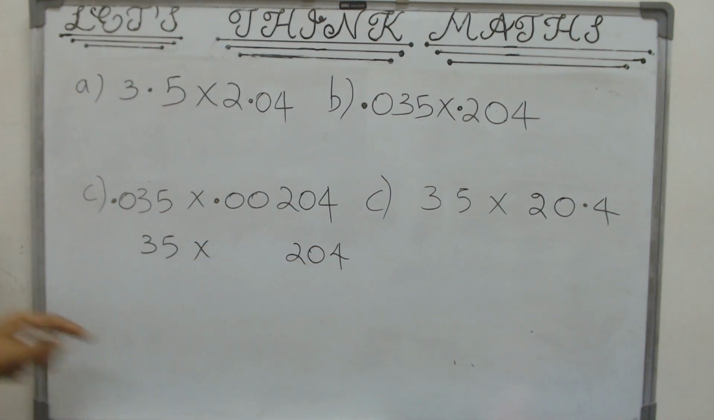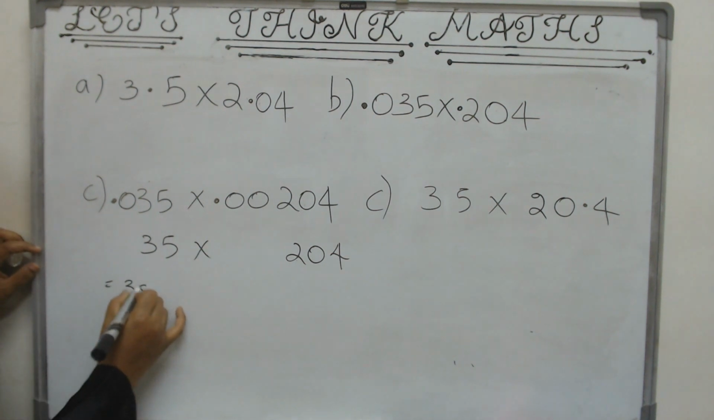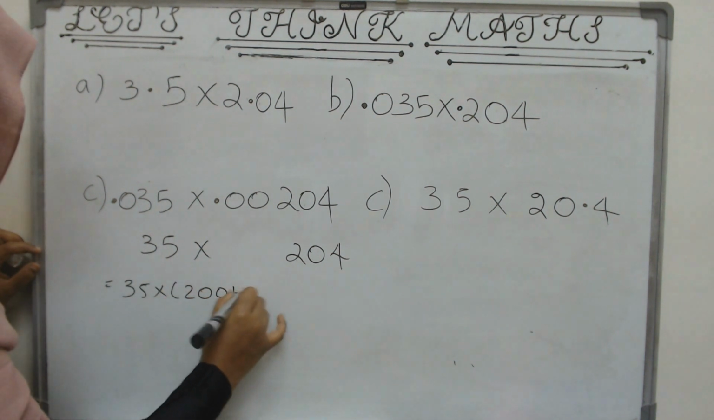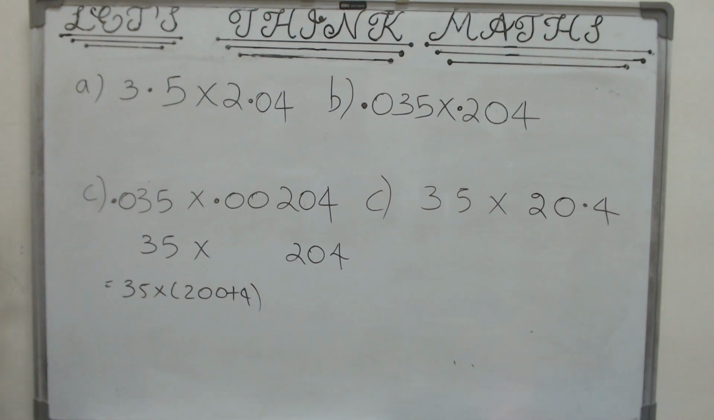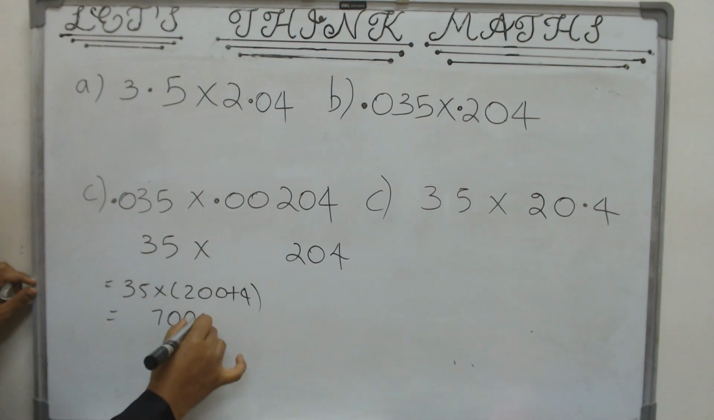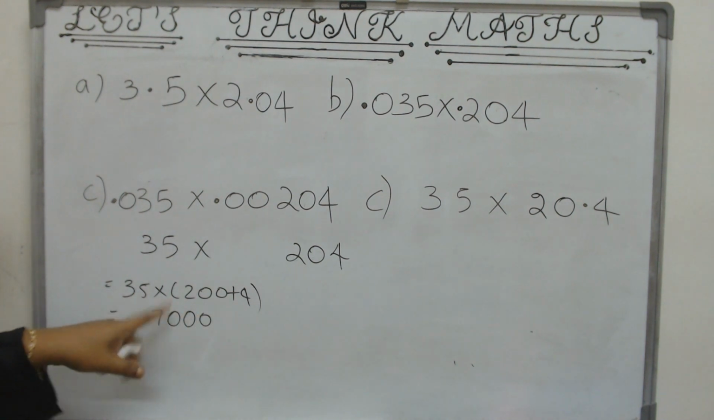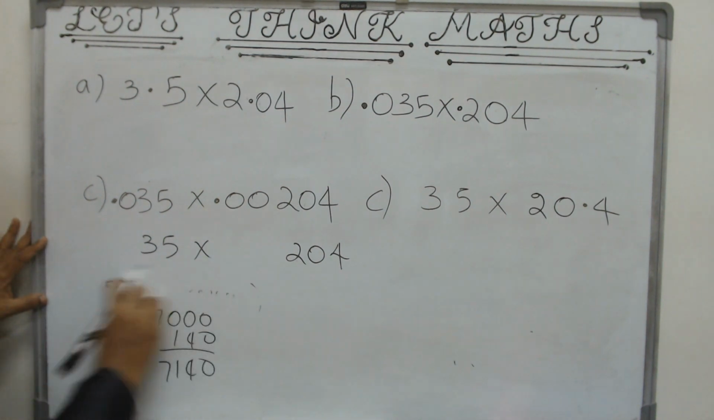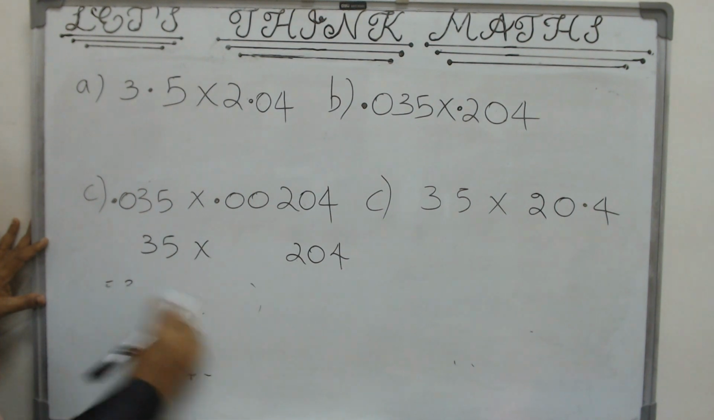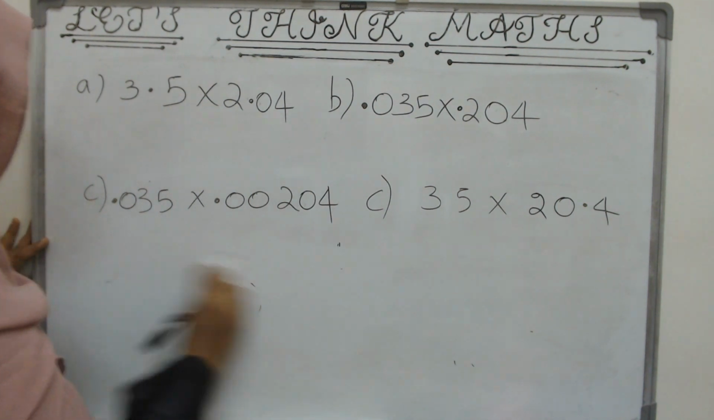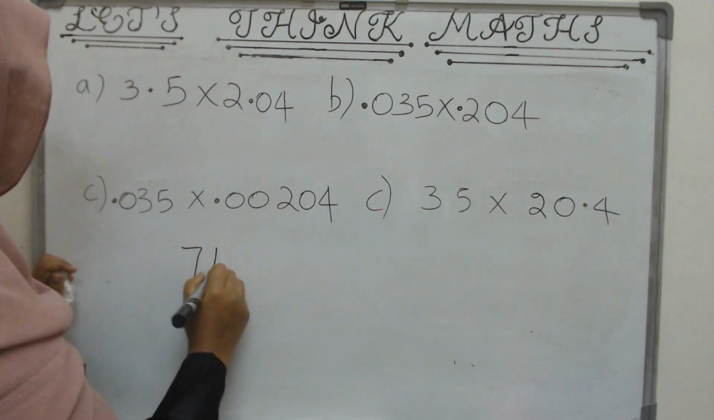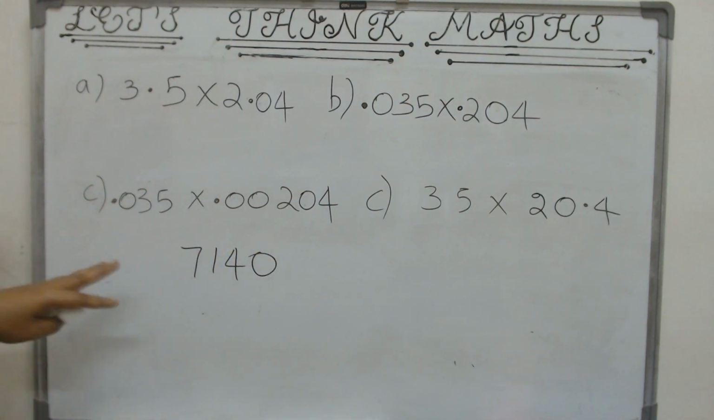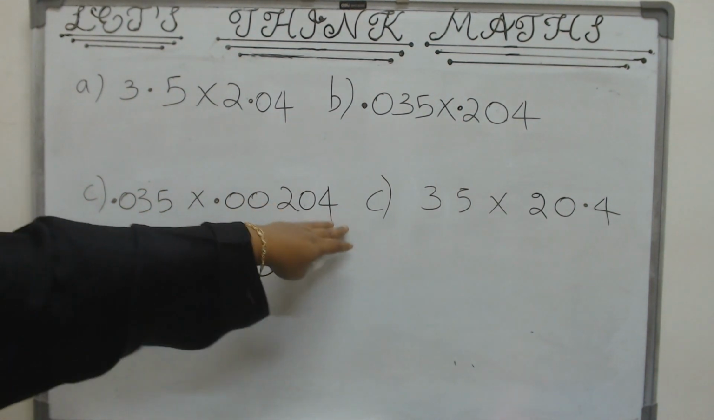When you multiply this as whole numbers, what is the answer you get? 35 into 200 plus 4. I will use the distributive law. I'll get the answer easily. 35 into 2 is 70. Add 2 zeros. 35 into 4 is this. So this is your answer. Now, you will see that all the four questions that I have written down here are actually some form of 35 and 204.